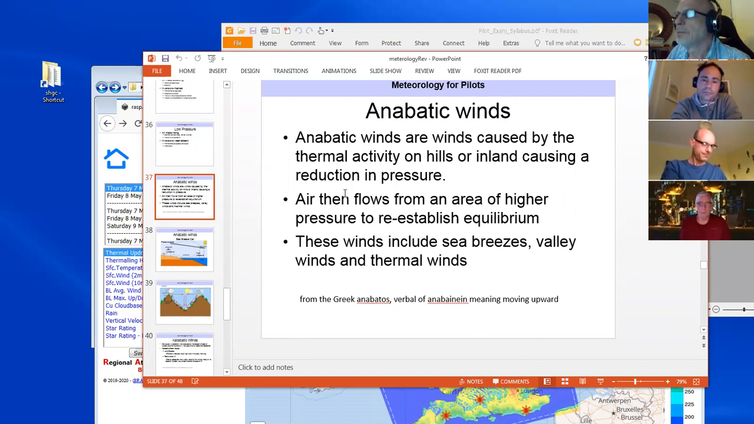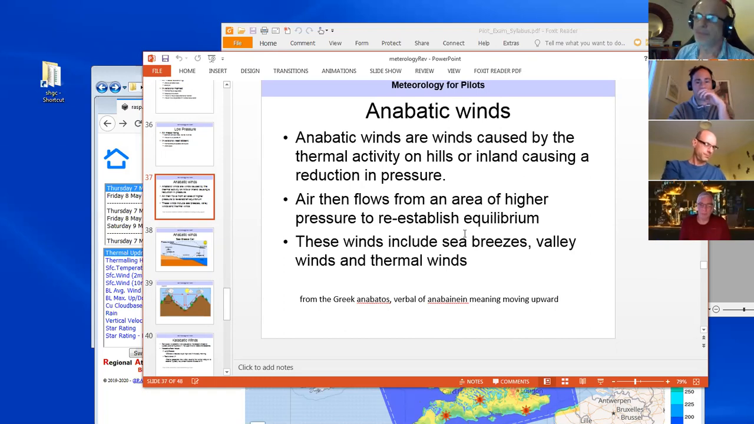So probably simpler to go with a diagram. Basically, anabatic winds are winds caused by thermal activity on hills or inland, causing a reduction in pressure. Air then flows from an area of higher pressure to re-establish equilibrium. These winds include sea breezes, valley winds, and thermal winds.